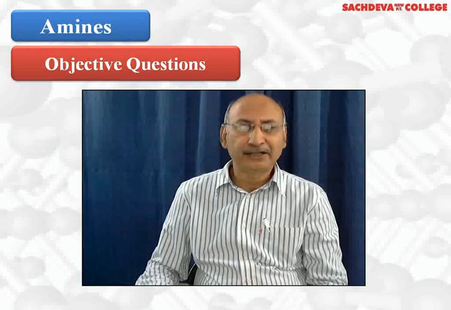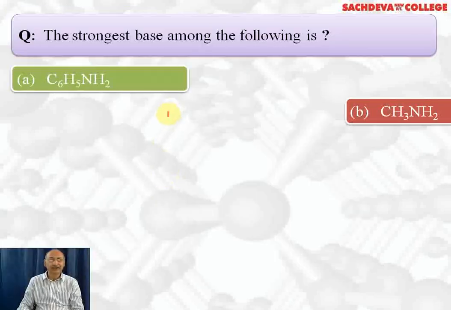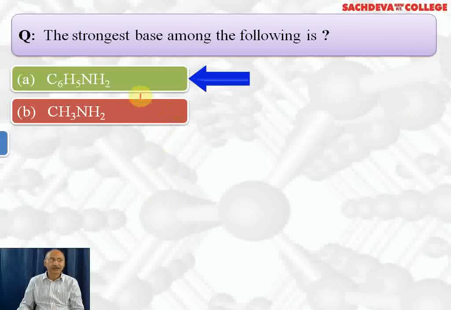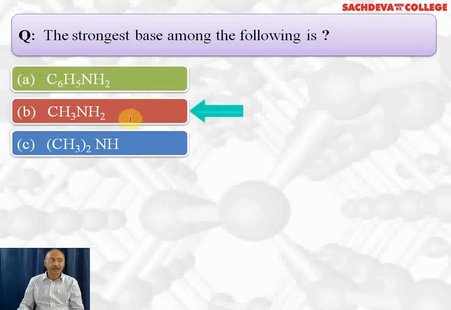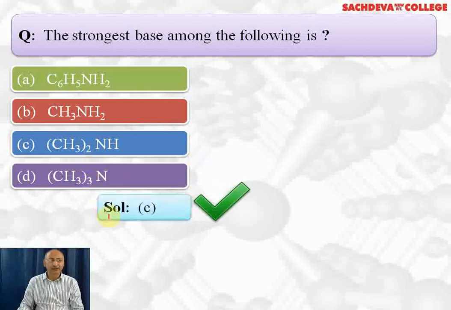Let's take up objective questions on amines. First question: the strongest base among the following is? First option is aniline, second option is methylamine, third option is dimethylamine, fourth is trimethylamine. Correct answer is C part.